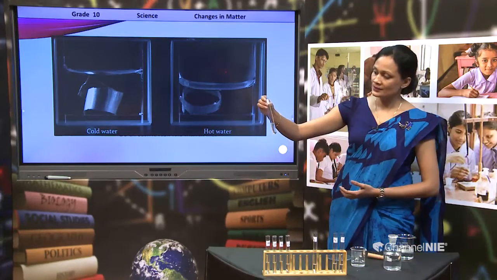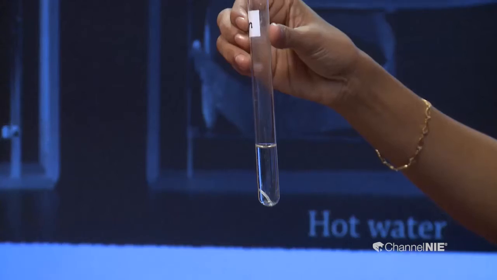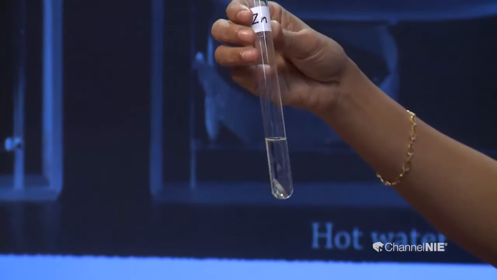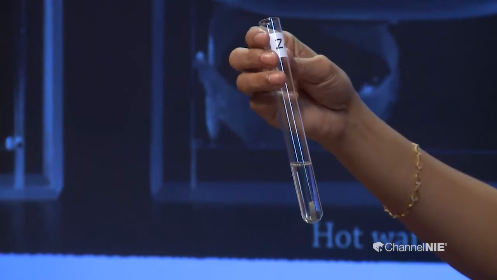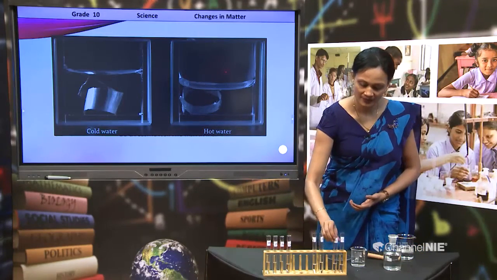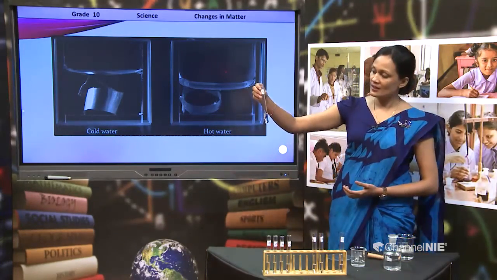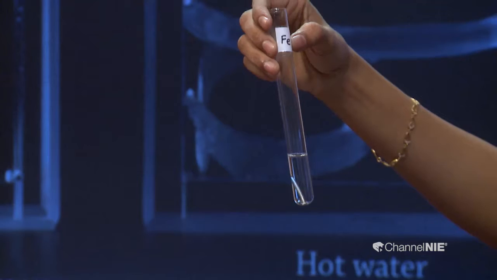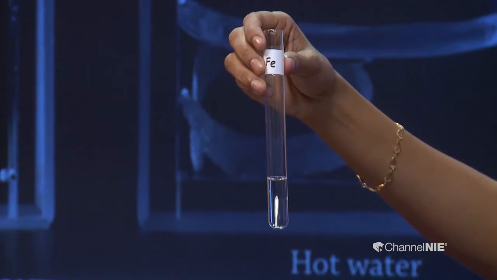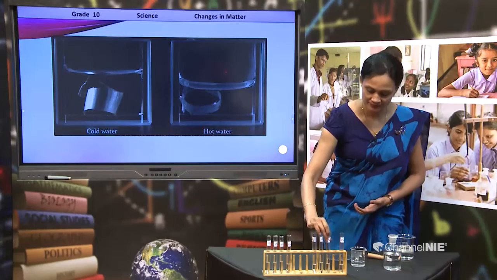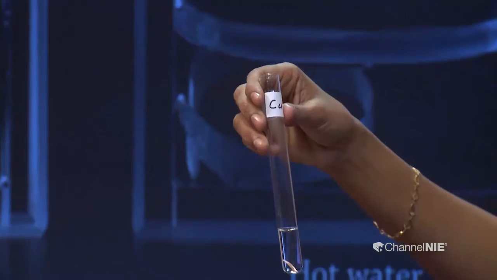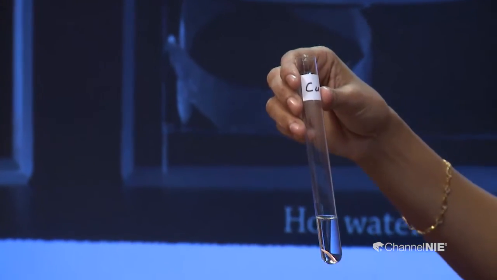Look at this one, zinc. When we put zinc into hot water, there is no observable change. Look at this one, iron. Here also we can't see any change occur in iron. And the last one, copper. It also does not react with hot water.